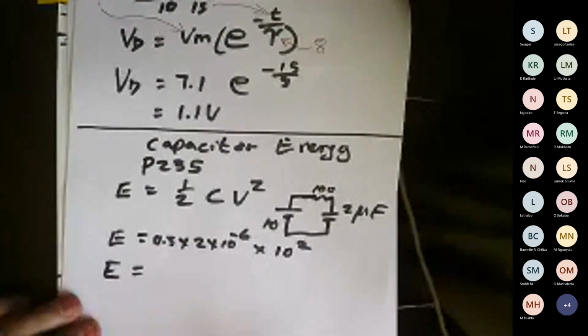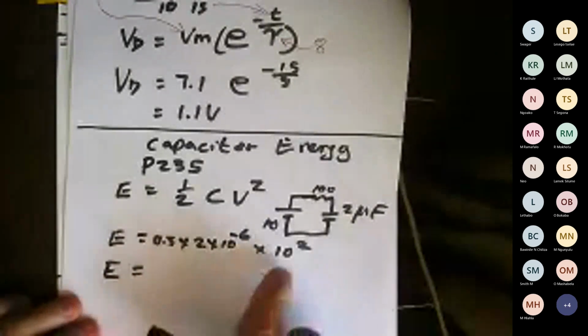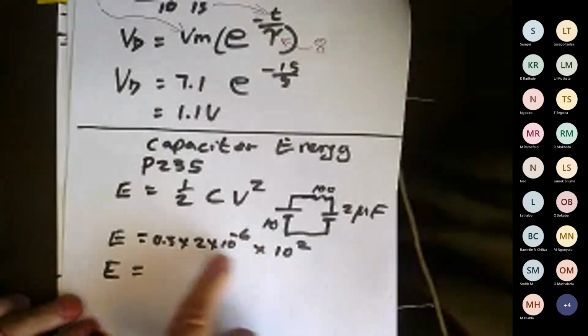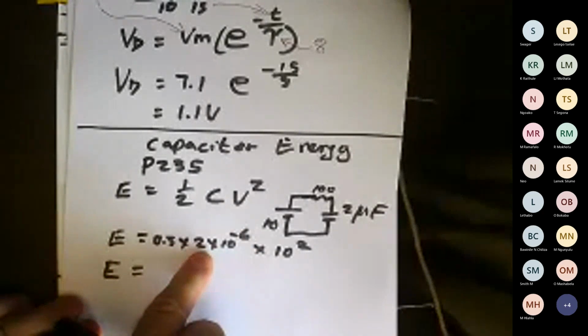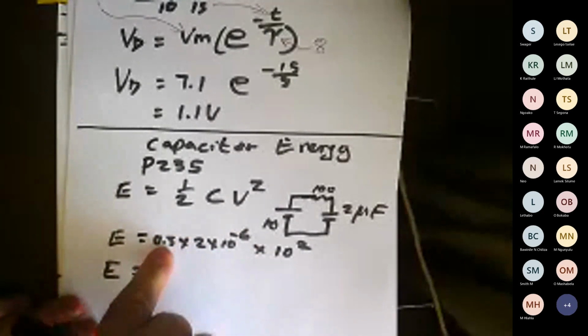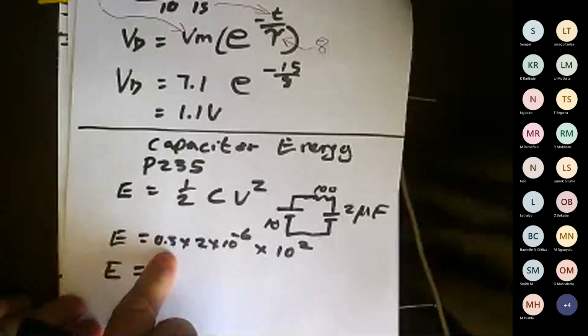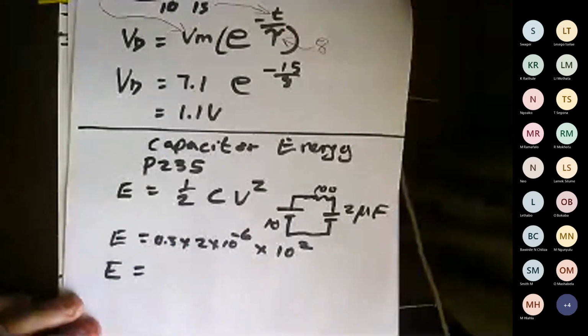People, it's very simple. I can do it even in my head. I don't even need a calculator. Must I do it? 10 times 10 is 100. 100 times 2 is 200. And divide by 2 here is 100 times 10 to the minus 6. That's 100 microjoule.